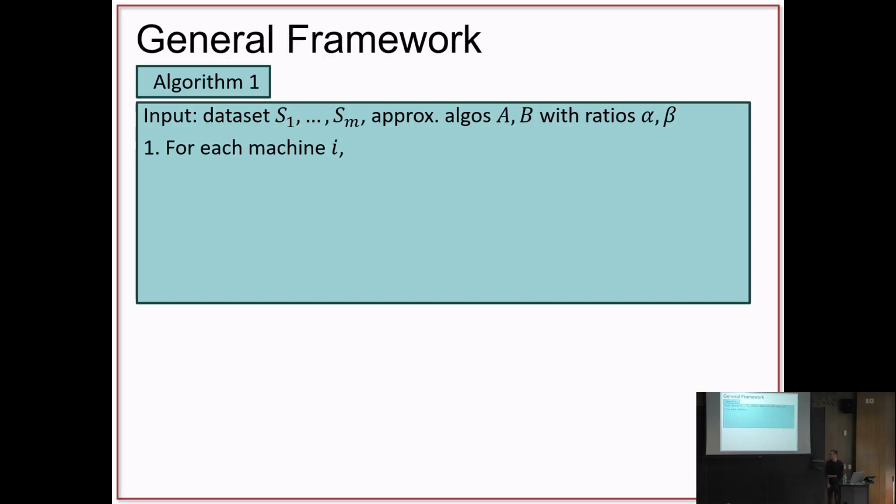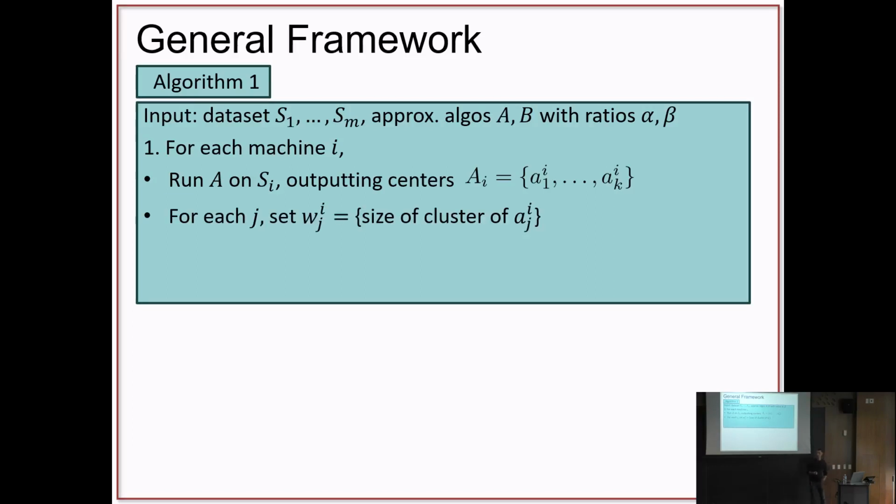And then we're also assuming that we have a couple approximation algorithms that work for single machines that we're going to use. Okay, so now on each machine, it's going to just cluster its own data using the approximation algorithm as input. And it's going to output some centers. And then for each center, we look at its corresponding cluster and count the size of that cluster. And then we're going to assign that as a weight to the center. So now each machine has a bunch of centers and a bunch of weights. And then we send all of these to the coordinator machine.